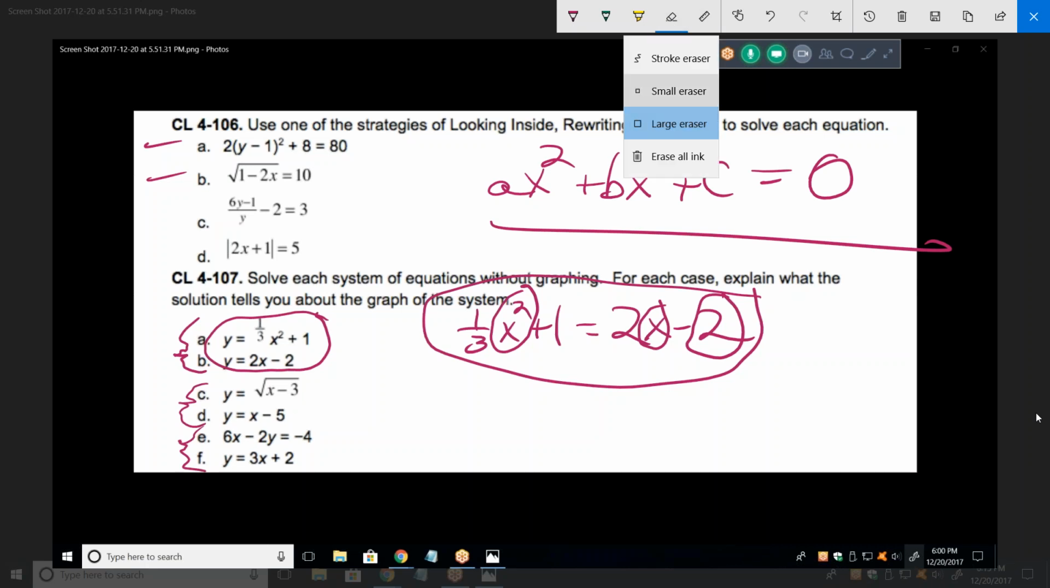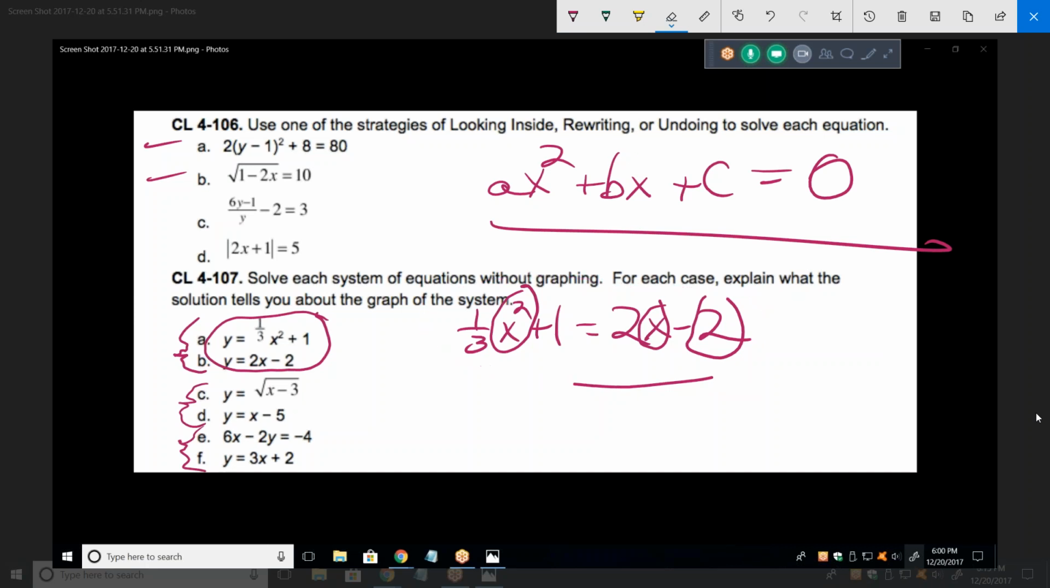What's the next line? So then it would be 1/3 x squared minus 2x, and then plus 3 is equal to 0. Okay. Now, we are not used to factoring when we have fractions in front of the x squared term, correct? Yeah. So what can I do to get rid of that 1/3? Multiply everything by 3. Okay, tell me the next line.